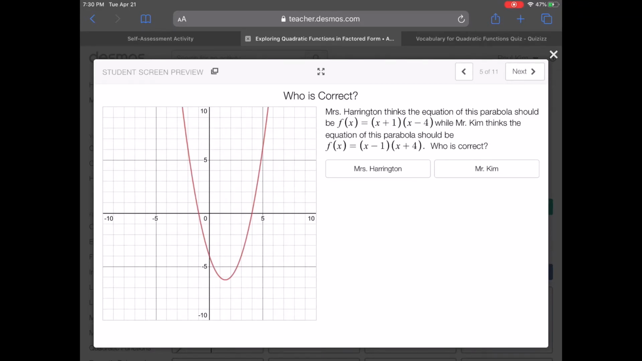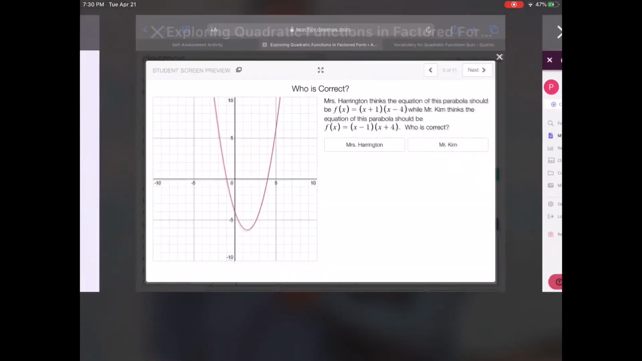So it looks like Mrs. Harrington is right. And if you look at the right side there, I have an x-intercept at 4, so I should have x minus 4.